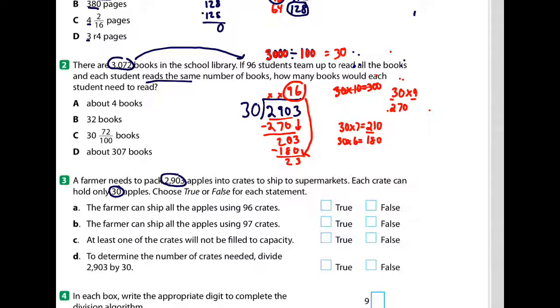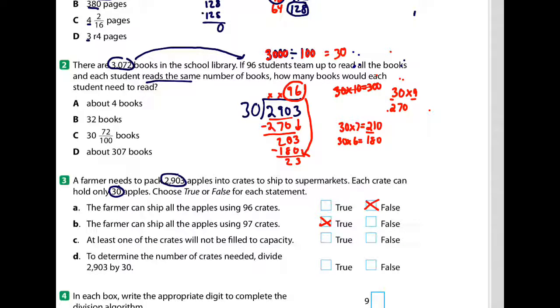All right, so let's go through here. A says the farmer can ship all the apples using 96 crates. That is false, because that remainder of 23 means there would be 23 apples left over. B says the farmer can ship all the apples using 97 crates. That is true, because if he does one extra crate, he'll have enough for those 23 leftover apples.